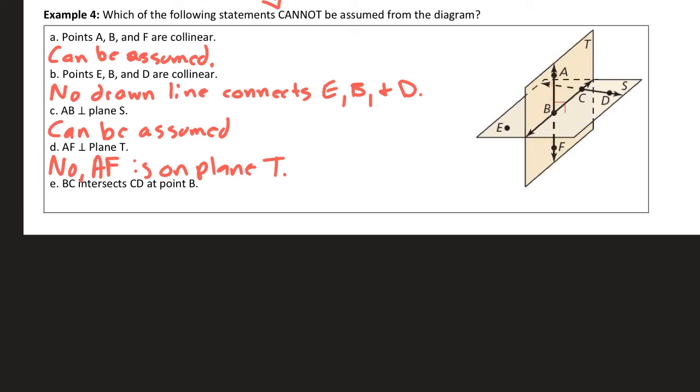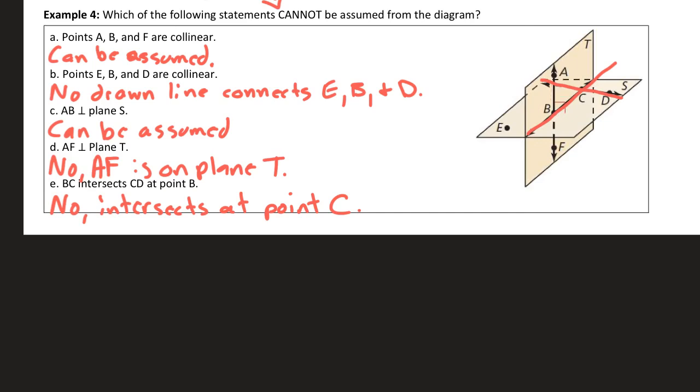And then the last one, BC intersects CD at point B? No. I would say no. And you could say something about how no, it actually intersects at point C. Okay? We can assume that because the point is clearly drawn, that they intersect at that point.